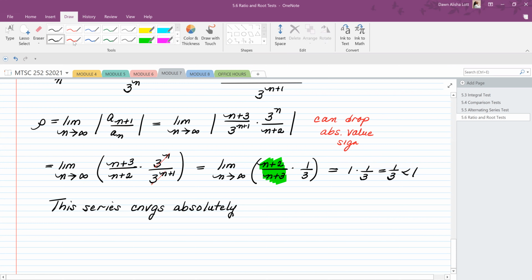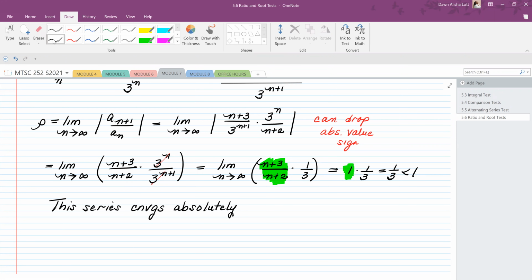And then over here, this on the top should be n+3, and this should be n+2. And the limit of that is 1. I think I fixed it now. Thank you.